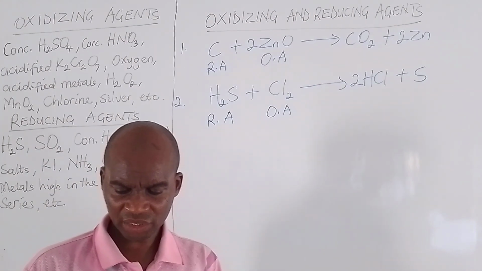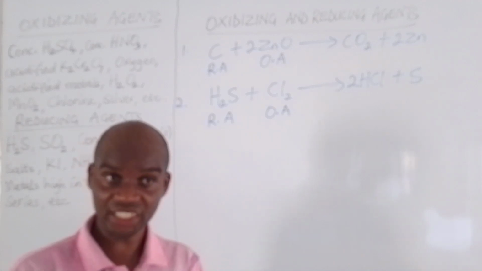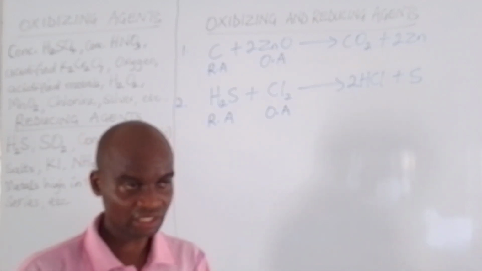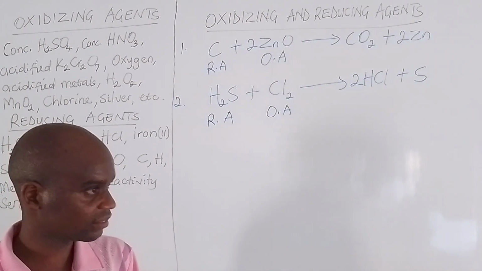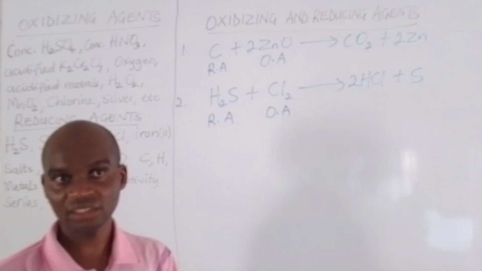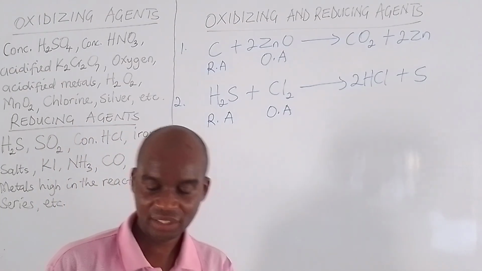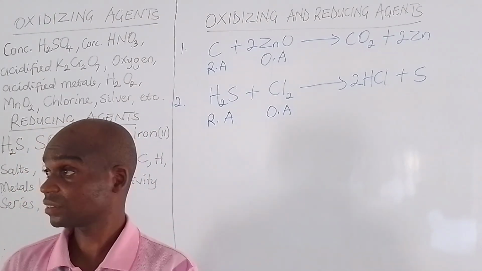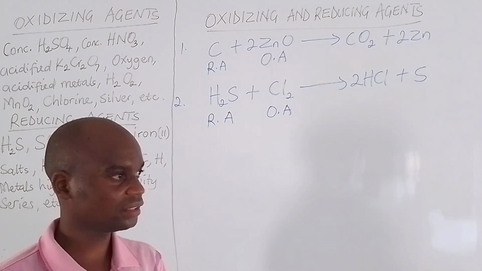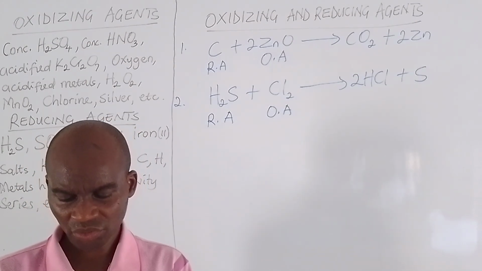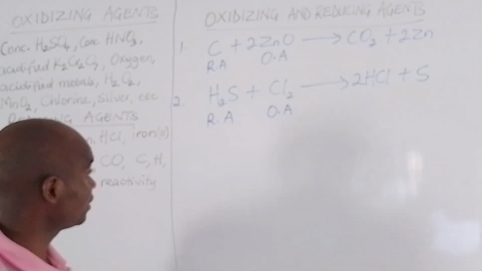Number 3, we said that based on electron transfer, an oxidizing agent is an electron acceptor. An oxidizing agent is a substance that accepts electrons, while a reducing agent is a substance that donates electrons, or is an electron donor.